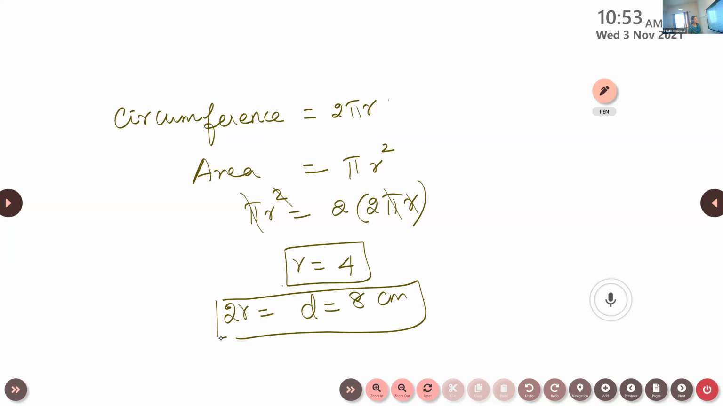Okay, 8 units, because we don't know whether it is centimeter or meter, since no units are given. If it is in centimeter, it should be mentioned. Or if it is in meters, we don't know. So you can write this as 8 units.